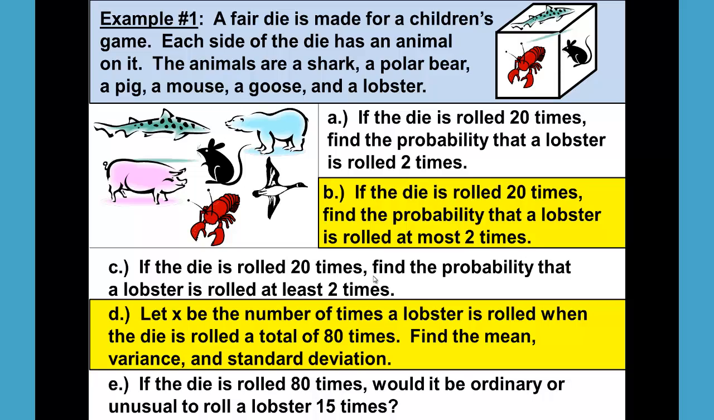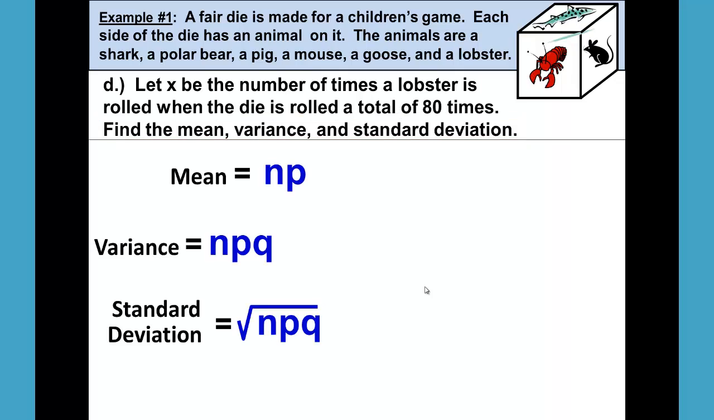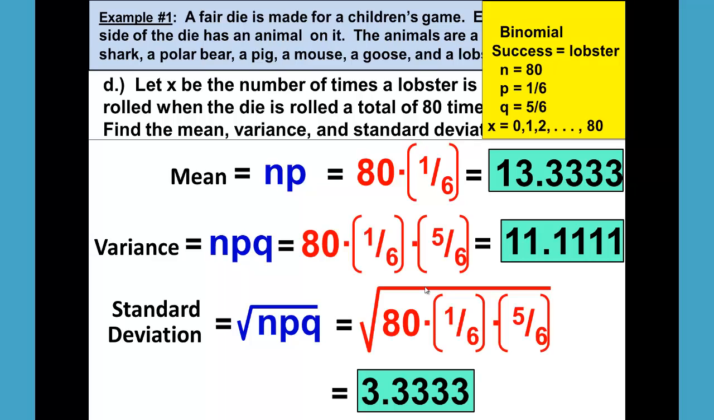A fair die is made for a children's game, and each side of the die has an animal on it. The animals are a shark, a polar bear, a pig, a mouse, a goose, and a lobster. We're actually picking up on part E, but I want to go back and look at part D first. In part D, we were asked to find the mean, variance, and standard deviation. I'm not going to go back over those, but I wanted to go back over what the numbers were so that we would have those as we worked on part E.